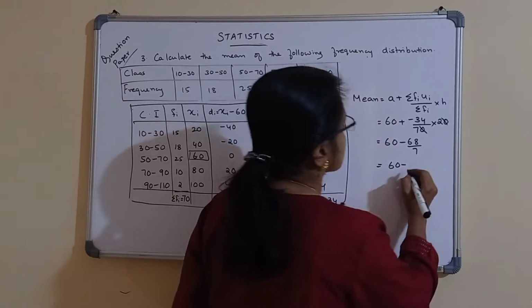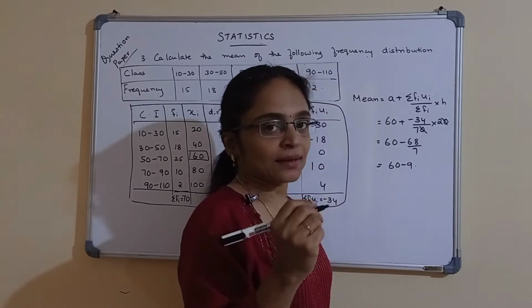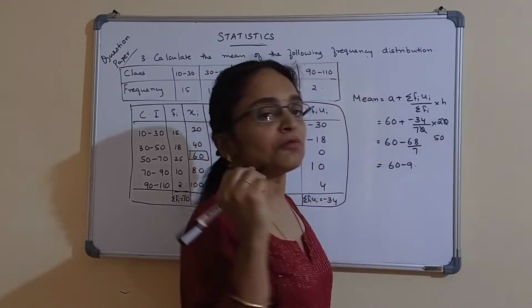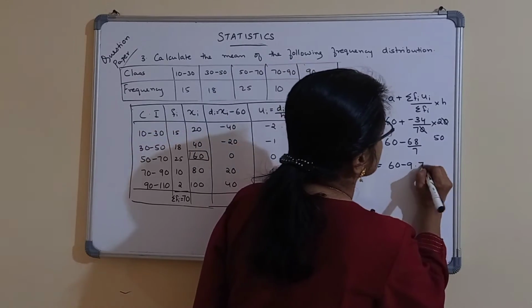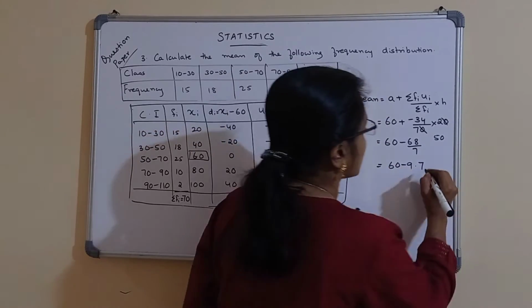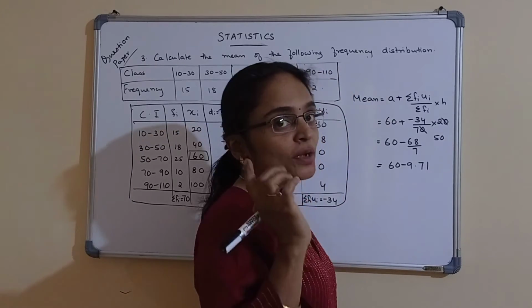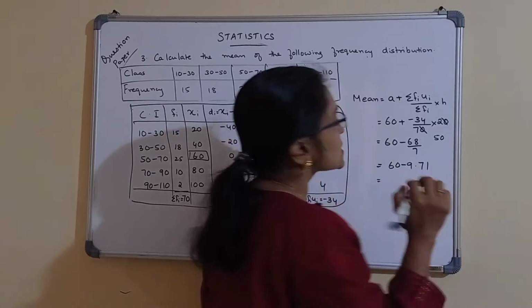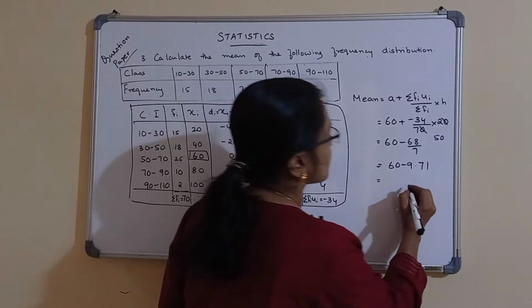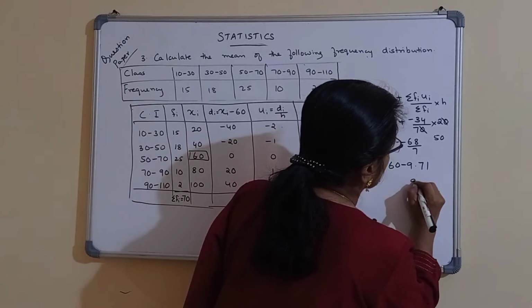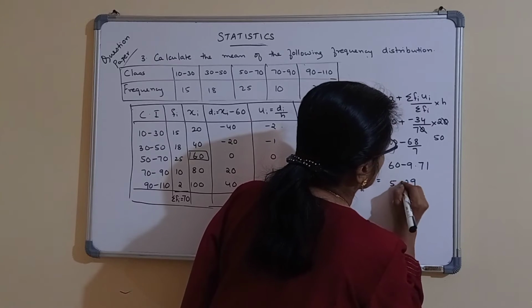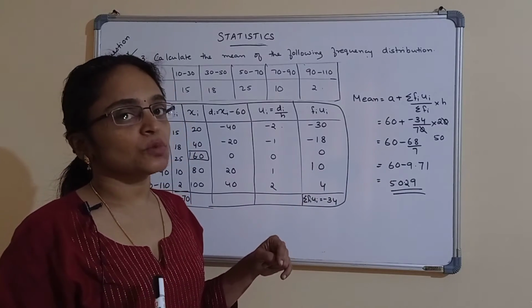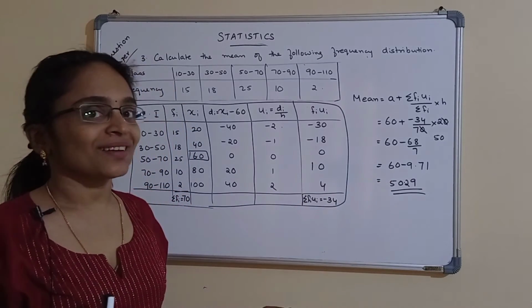7 will go in 68 9 times, then 7 nines are 63. So 5 is the remainder. Then 50 by 7, 7 sevens are 49 and 1 remainder. So you will get this as 9.71. 68 by 7 is 9.71. Now 60 minus 9.71 is equal to 50.29. So the mean of this frequency distribution is 50.29. Okay, understood?